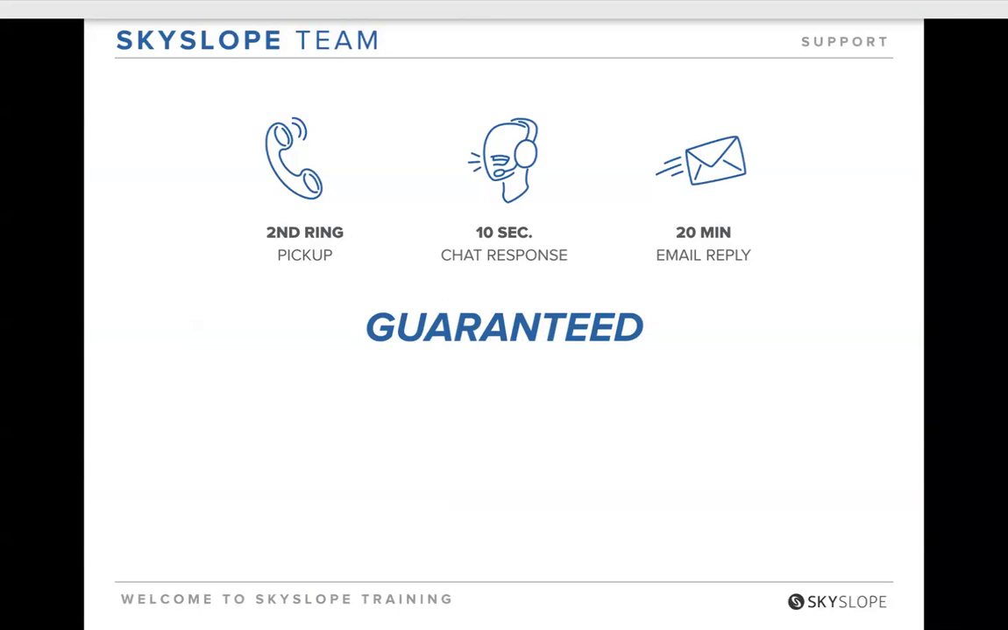Our support team is here working around the clock for you, and they have a few different ways that you can communicate with them. If you prefer to pick up the phone, you can expect them to answer by the second ring. If you prefer more of an instant chat, you can expect a response to that within 10 seconds. And then lastly, one of my favorites, we offer an email component. This is great. Maybe you have a list of questions or some screenshots that you want to reference, and you can expect a response to that within 20 minutes.